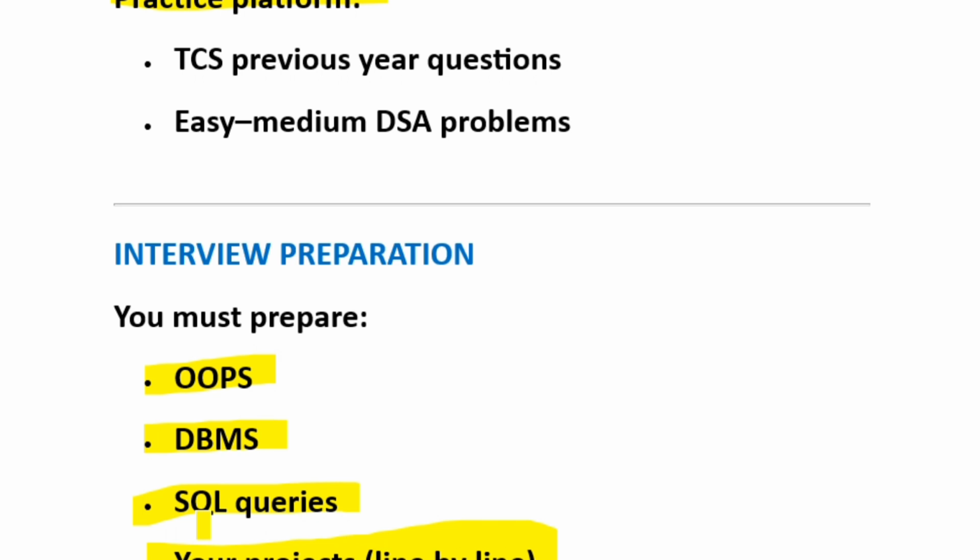And also one more thing, they will be asking HR questions like what are your interests, what are your hobbies, what are your strengths and weaknesses, why should we hire you, and where do you see yourself in the next 5 years. Those types of questions you should be able to answer efficiently and communicate well with the interviewer.